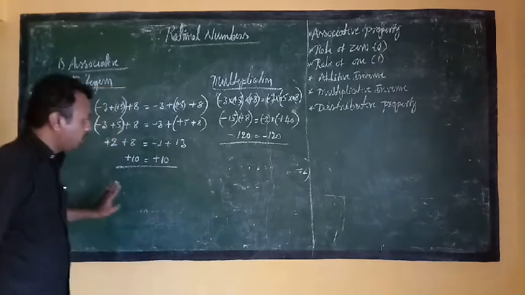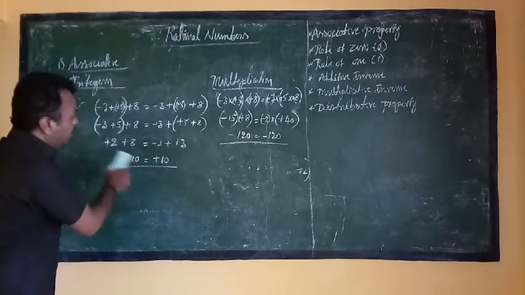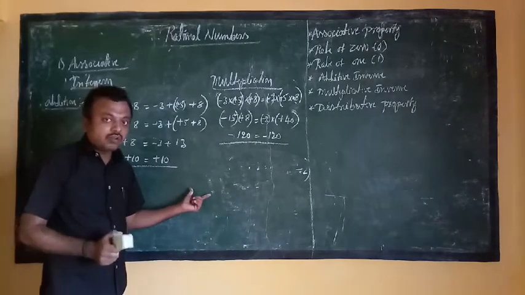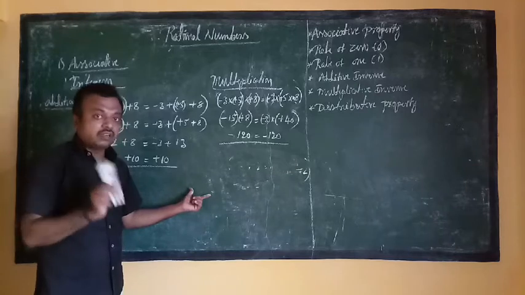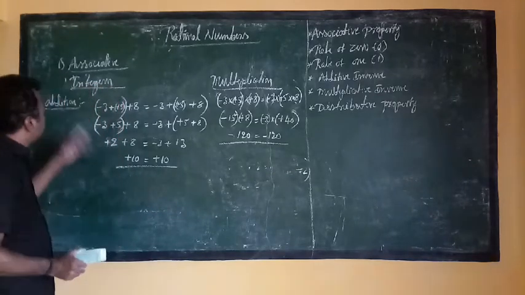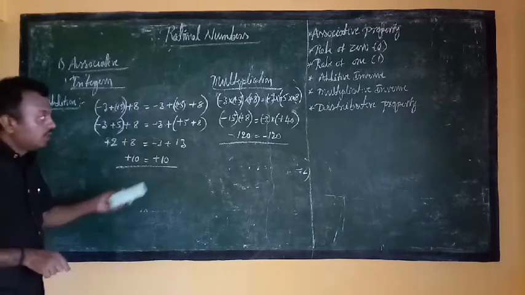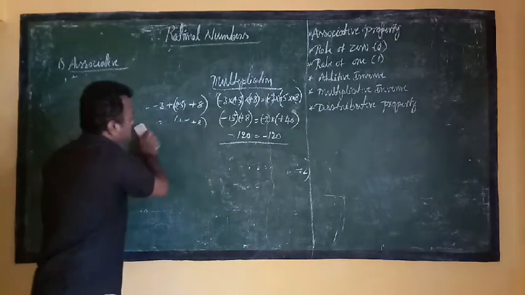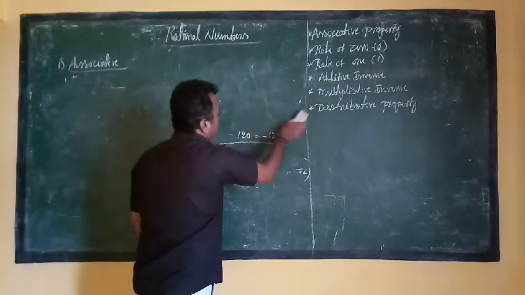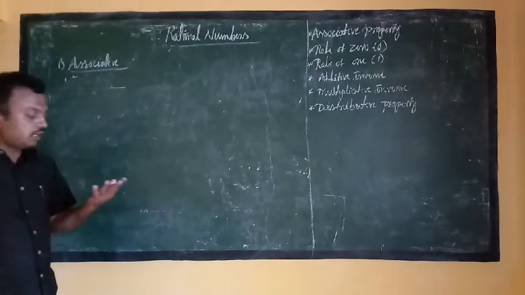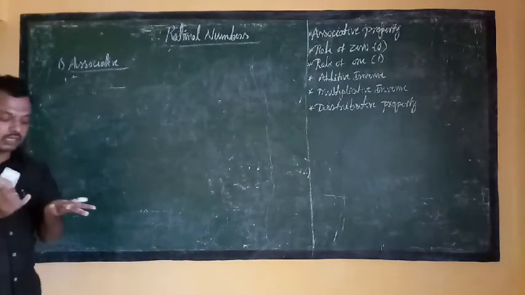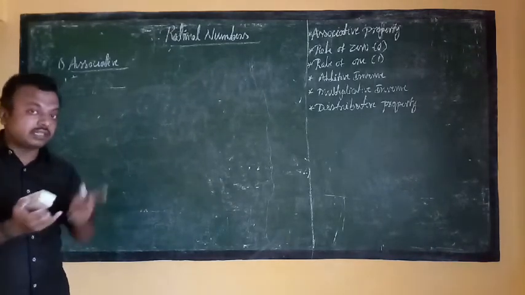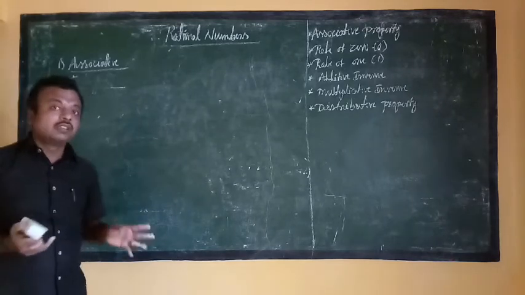You have to check it at home. I will show addition and multiplication as it is. Subtraction and division, you have to check at home; it does not satisfy under subtraction and division of the associative property. Okay, so I will go directly to rational numbers. See students, the associative property of whole numbers is satisfied under addition and multiplication only. It does not satisfy under subtraction and division.